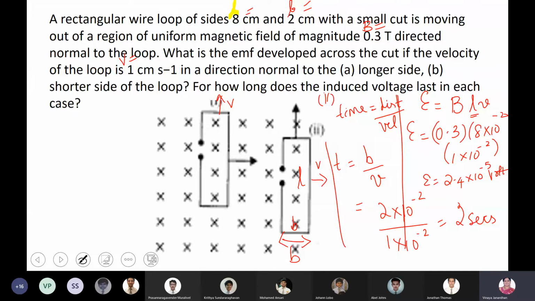The moment the coil starts moving out until it completes traveling a distance of b meter, the time taken is 2 seconds. Only in 2 seconds there will be an EMF induced.